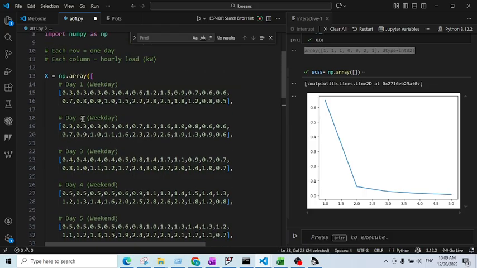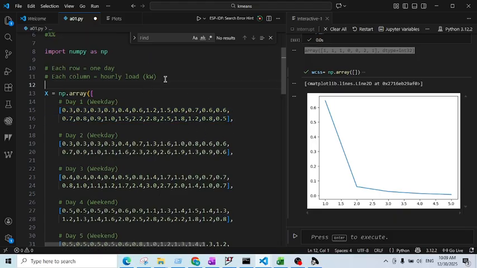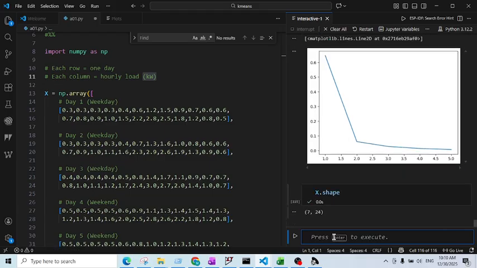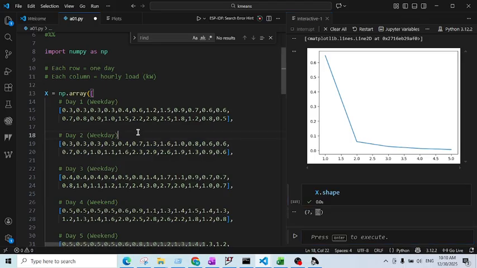And what this data is telling me is the 24 hours power uses, and these powers are in kilowatt. You can see what x dot shape is. So there are actually 7 rows for 7 days and 24 hours power uses. So you can see this here.